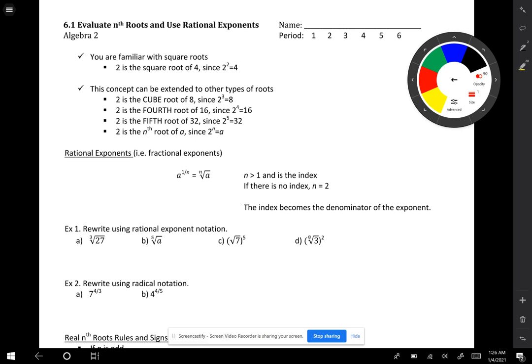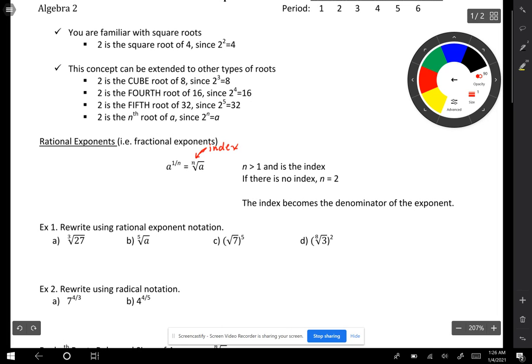You can write that as a radical. Remember, radical has a square root symbol. It's a radical symbol. And the number outside is n, known as the index. And a is just the radicand. So n is greater than 1 and is the index. If there is no index, you assume it to be 2. So that's why for square roots, you don't see a 2 out there, but it's assumed that you know that's a square root. The index becomes the denominator of the exponent. So the index is always the denominator of the exponent.